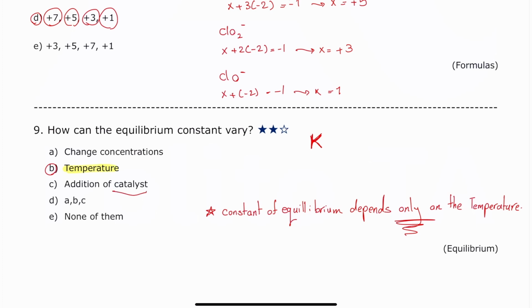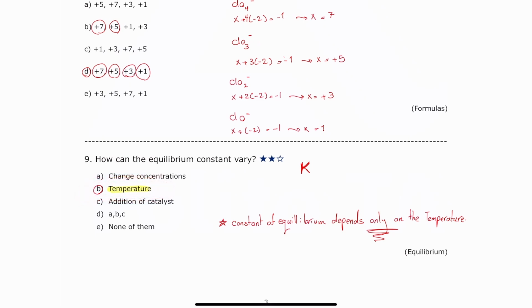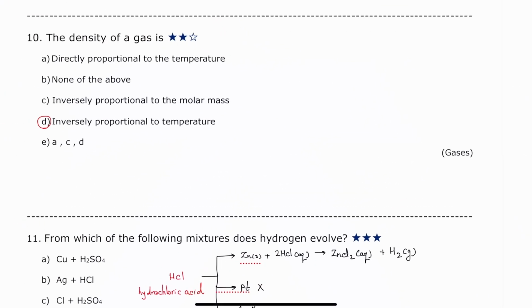So if you add a catalyst, or change the concentration, nothing happens. For a certain reaction, the equilibrium constant only depends on the temperature. The only way you can change the equilibrium constant is by changing the temperature. Otherwise, you're not able to change it. So it's a very good point for you to review. The equilibrium constant depends only and only on the temperature. So here temperature would be our answer.